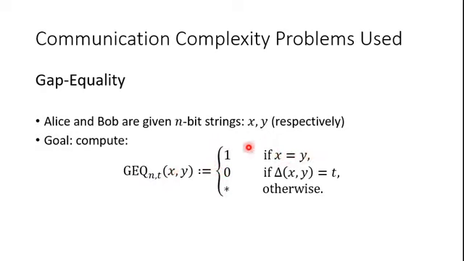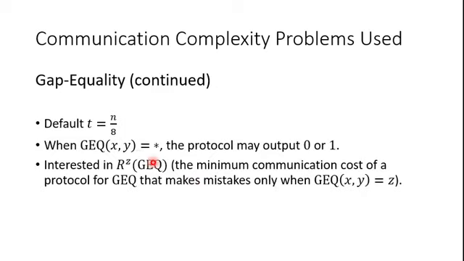which just means that if they are equal, it outputs 1, and if the Hamming distance between them is t, then they output 0, and otherwise it can be either 0 or 1. Okay, so that's what the star here means. Often we'll be using a default t, which is going to be n divided by 8. If we don't state otherwise, it's going to be this value.